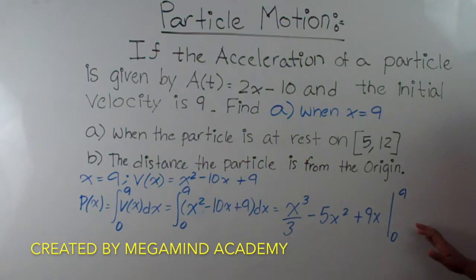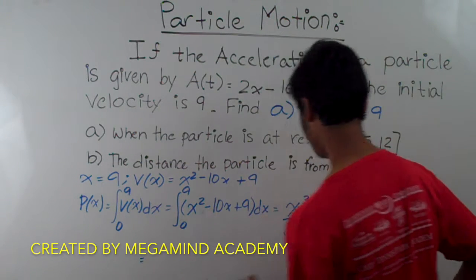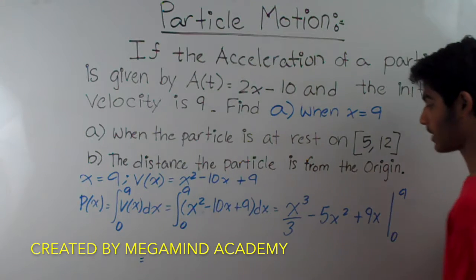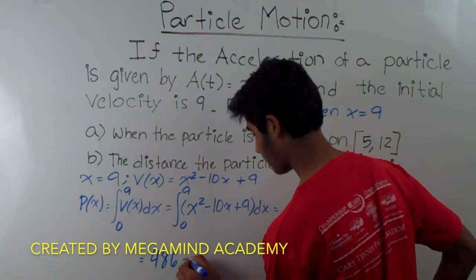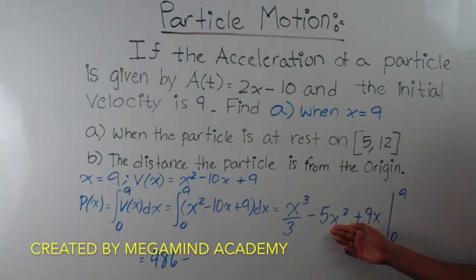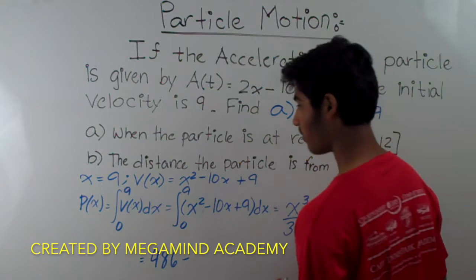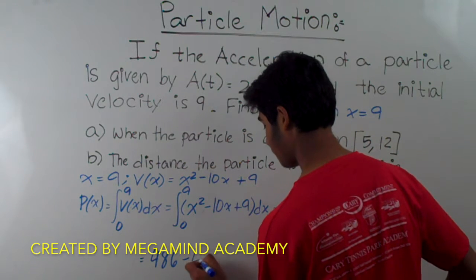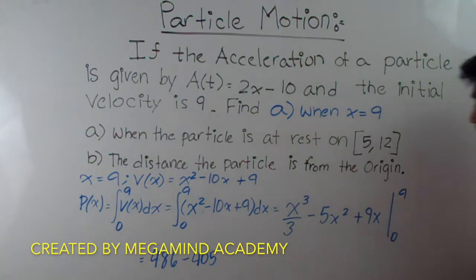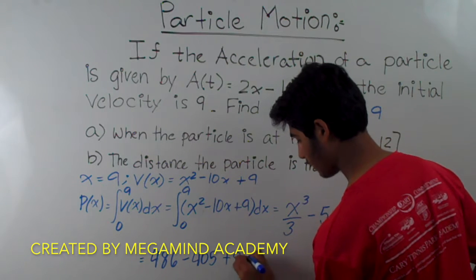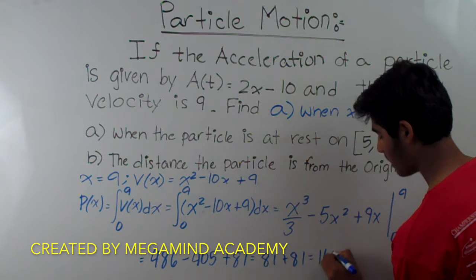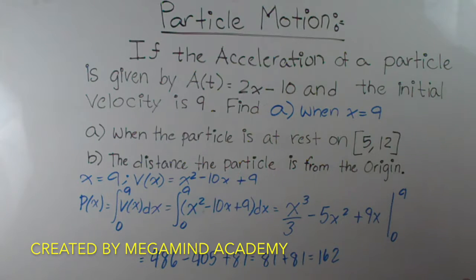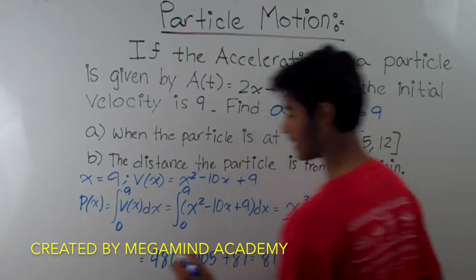So, when we plug 9 in, this would be equal to 9 cubed over 3, which I already had written out as 486, minus 5 times 81, because 9 squared is 81, which is equal to 405, plus 81, because 9 times 9 is 81. This gives us 81 plus 81, which is equal to 162. So the answer to part B is 162 units.